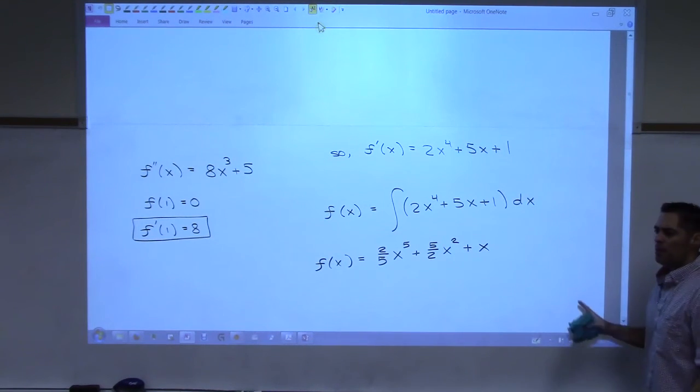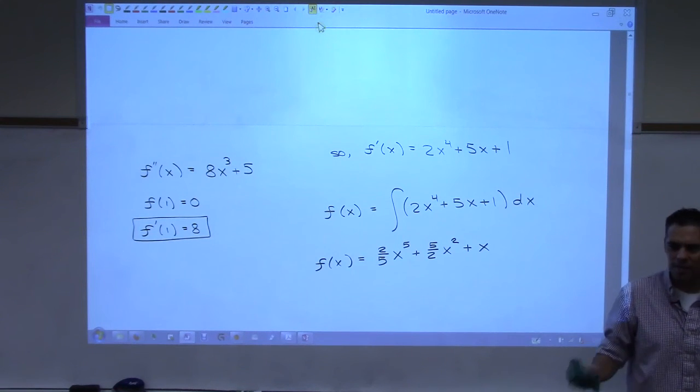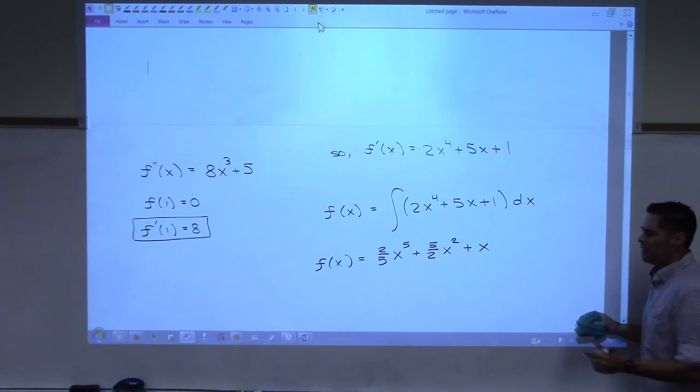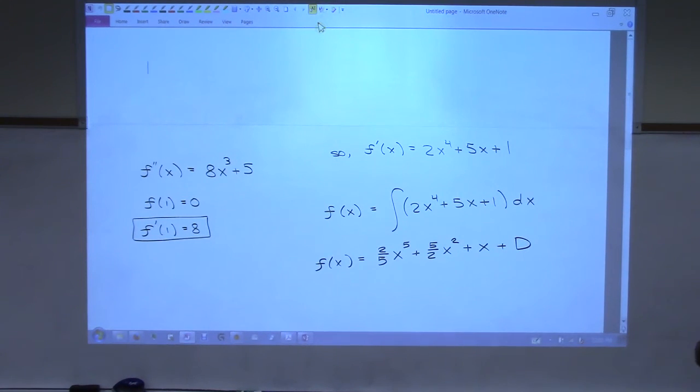Now, we already used c in this problem, didn't we? I don't want anyone to confuse the two c's. So I'm going to call it something else. The most common thing we use is capital D. Let's use capital D. Everyone understands capital D is just a constant. Is that all right with you?